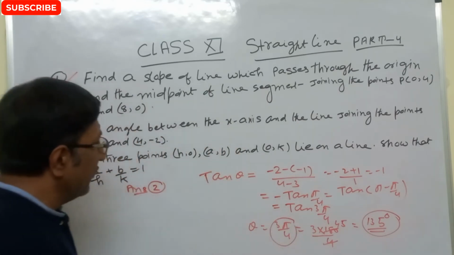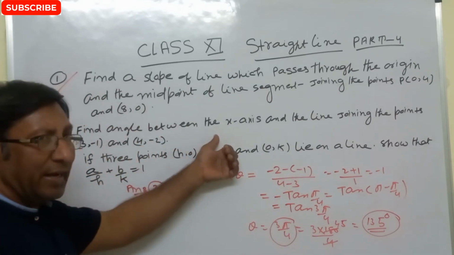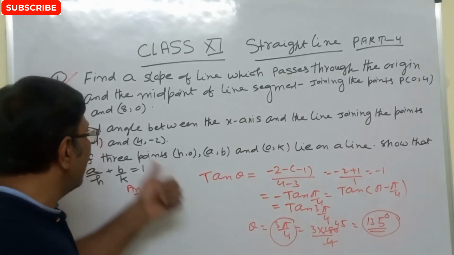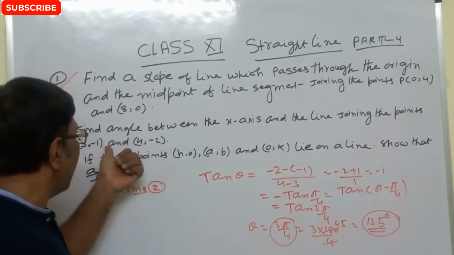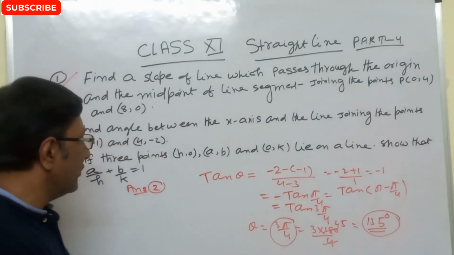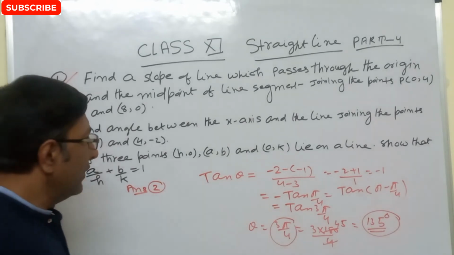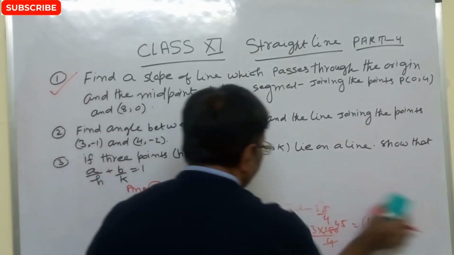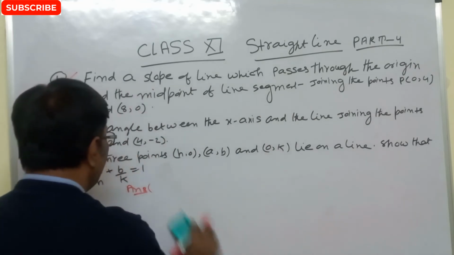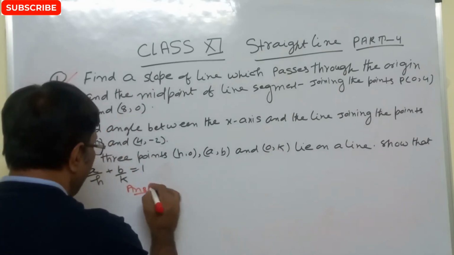In this way we can find the angle between the x-axis and the line joining the points (3, -1) and (4, -2). Understood? Now see the next question. The next question, that is the third.